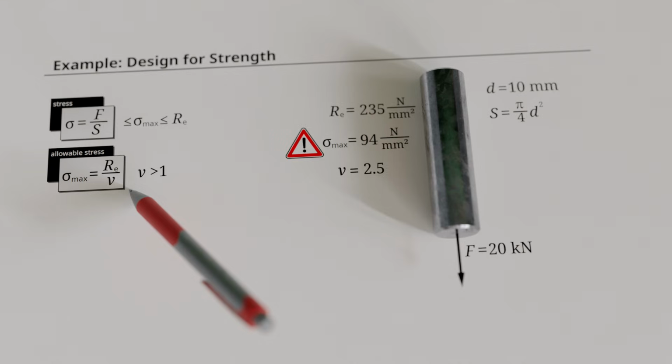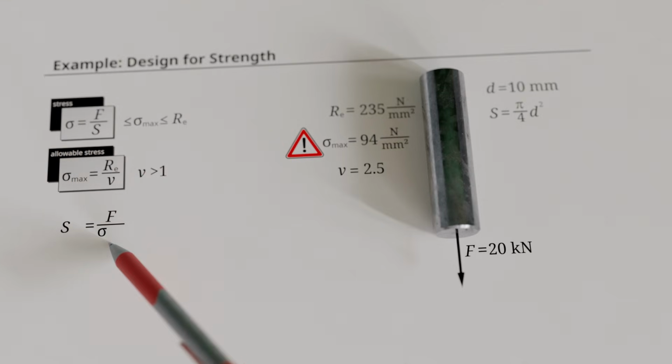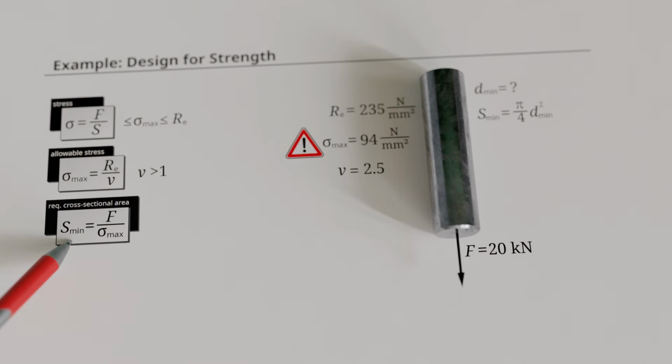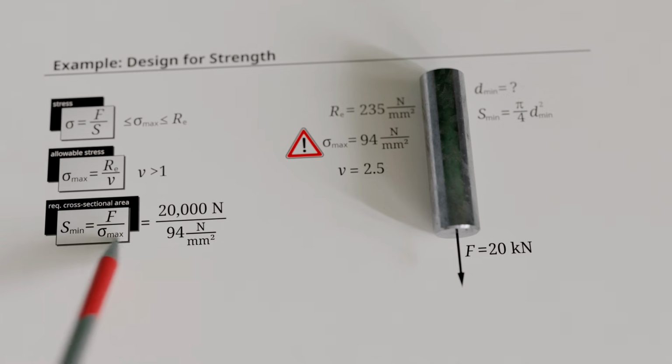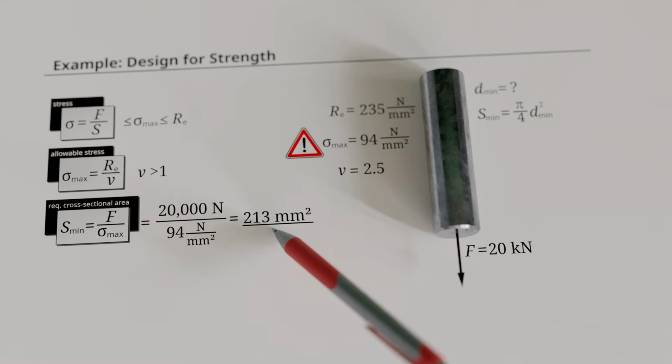What diameter must the steel bar now have, so that the specified maximum permissible stress of 94 newtons per square millimeter is not exceeded? To calculate this, we rearrange the stress formula to solve for the cross-sectional area to be determined. If we insert the maximum permissible stress, we obtain the minimum required cross-sectional area for a given force. After inserting the numerical values, a cross-sectional area of 213 square millimeters is obtained, which is the minimum required.